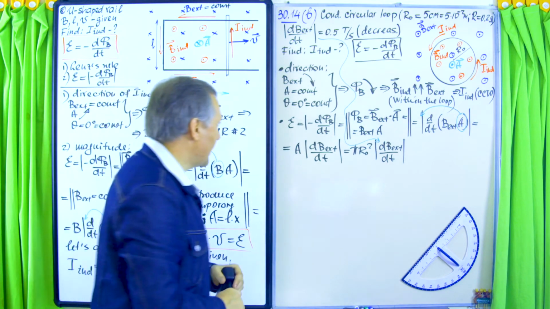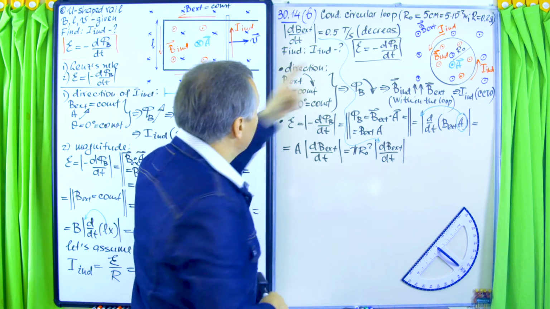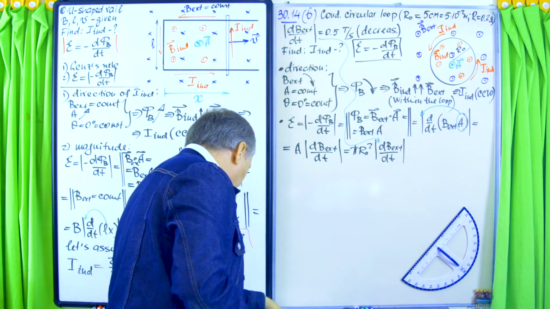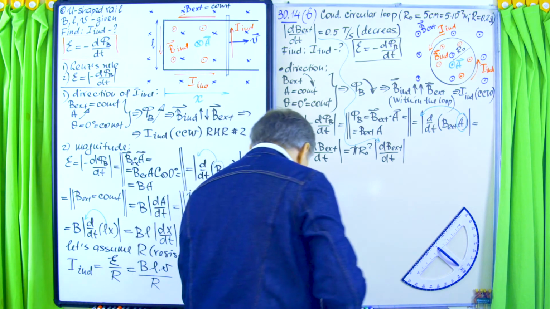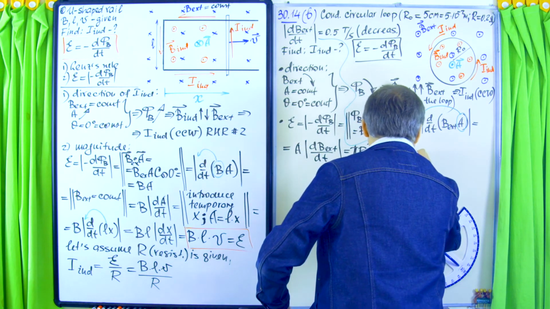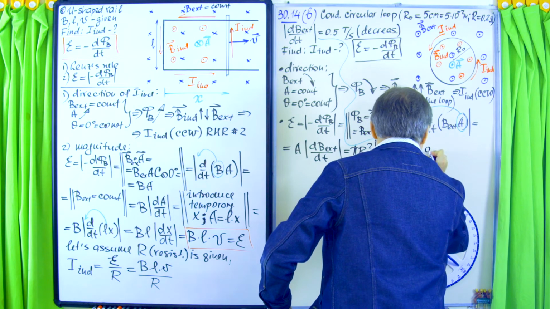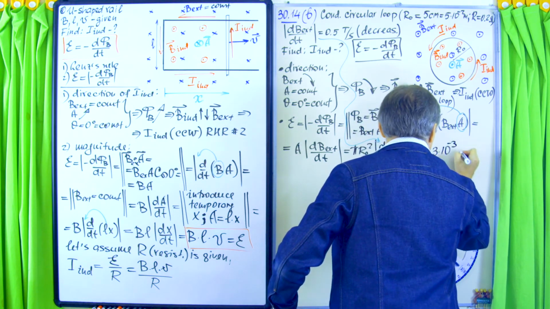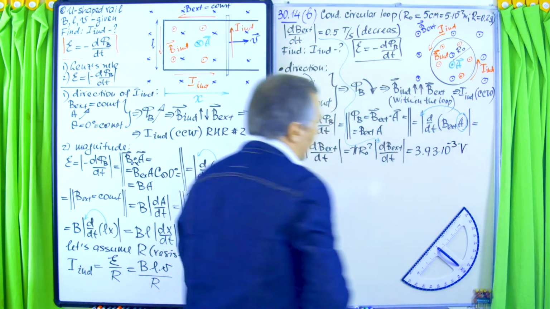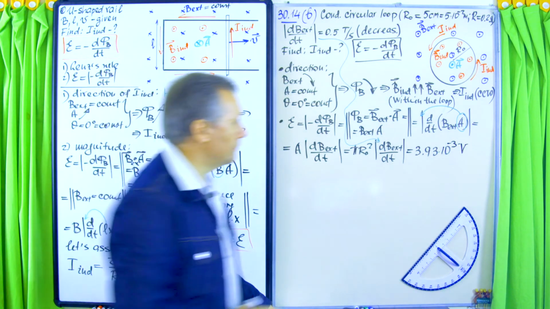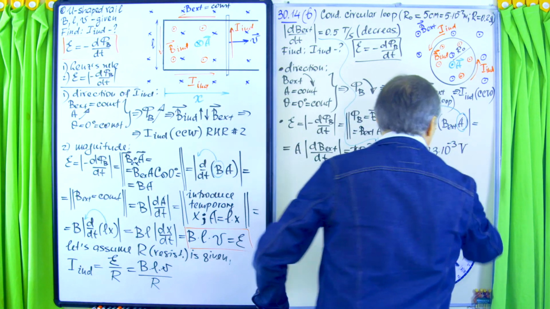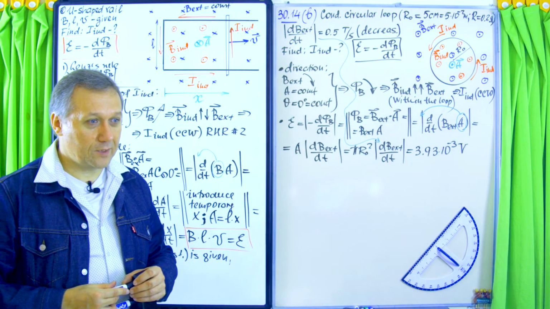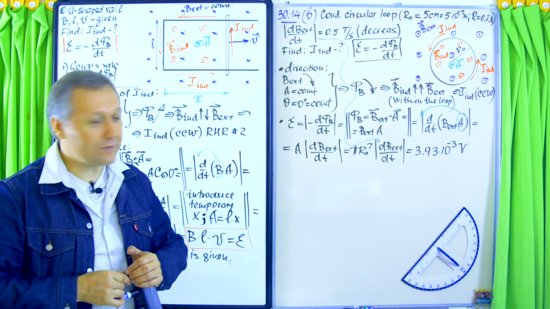And so now you can, of course, plug in numbers. Radius is in meters already, so I'm not going to plug it in. I will just write down the answer immediately. So it will be, with 3 sig figs, times 10 to the power of minus 3 volts. So almost 4 millivolts, right? Not that much, but enough to drive some current.